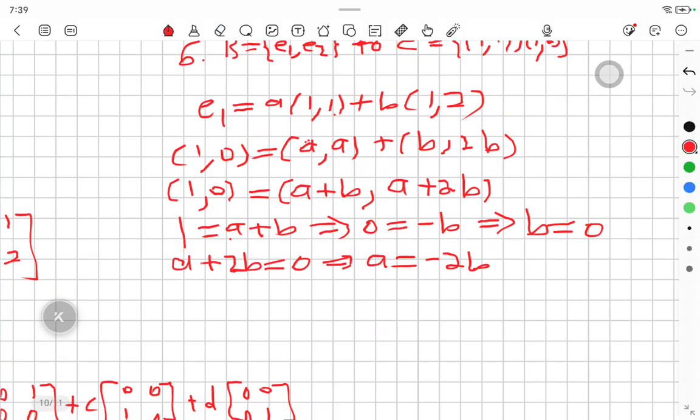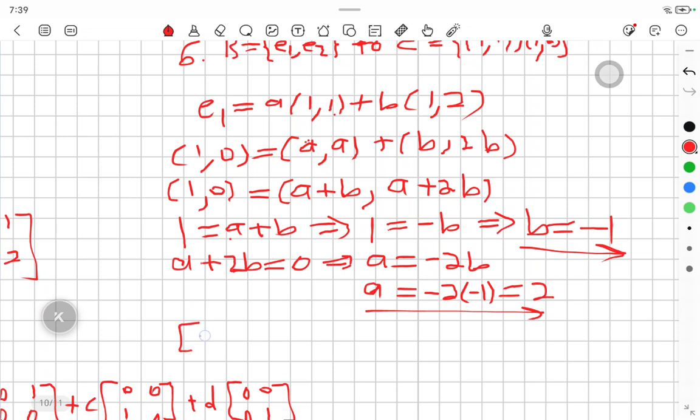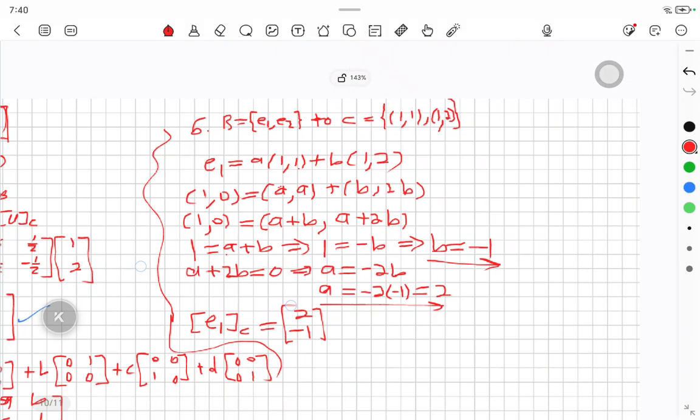If this is 1, B will be equal to negative 1, right? B will be equal to negative 1. And if B is equal to negative 1, what will A be equal to? A will be equal to what? 2. Then we get this. It means that our coordinate matrix, which is relative to C, will be equal to 2, minus 1. You see right now? Then let's look at the other one.